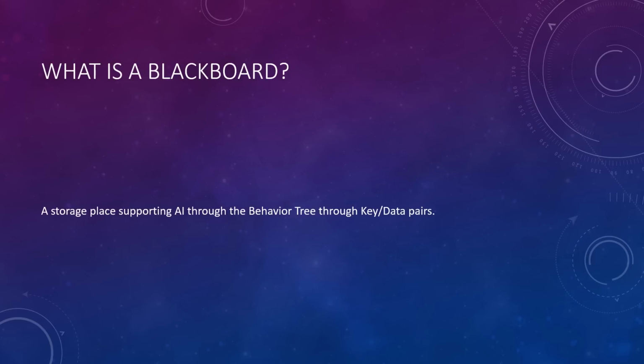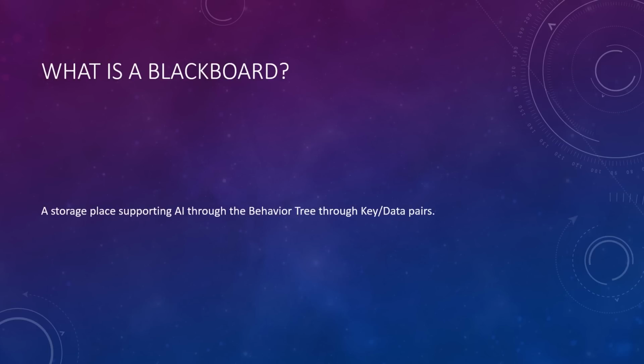So, what is a blackboard? Simply put, a blackboard is a storage place that supports the AI through a behavior tree by storing data in a key-based manner. In other words, if you think of it kind of like a filing cabinet, you have a file folder within the filing cabinet.